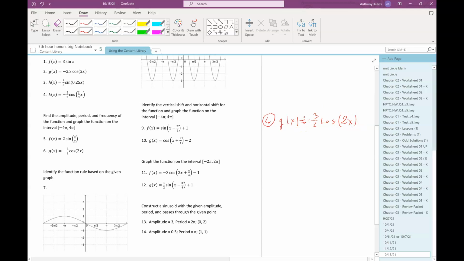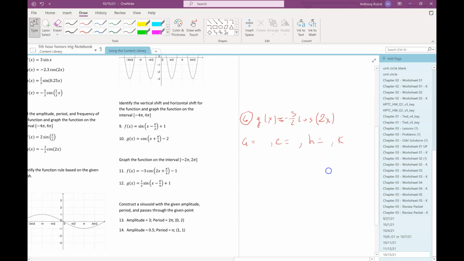So the first thing I would do is pull the values of A, C, H, and K just from looking at my equation. So the A is -3/2, the C is 1/2, the H is 0, and the K is 0. Mackenzie, you okay with that? Yeah. Everybody okay with how I pulled those numbers?